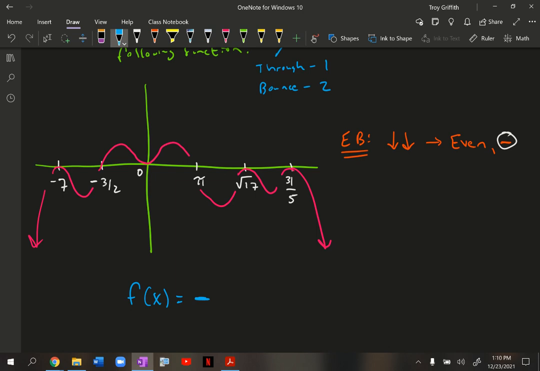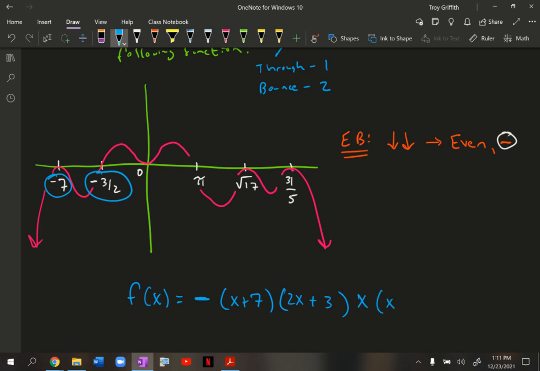From here, though, I can just start using reverse thinking to figure out these x-intercepts. So this is my -7. Well, how would I get that? Only if one of my factors was an x plus 7. How would I get a -3/2? Well, to get a -3/2, I would have to subtract 3, and I would have to divide by 2. So this has to be a 2x plus 3. How would I get a 0? Well, that would be if I just had a standalone x.